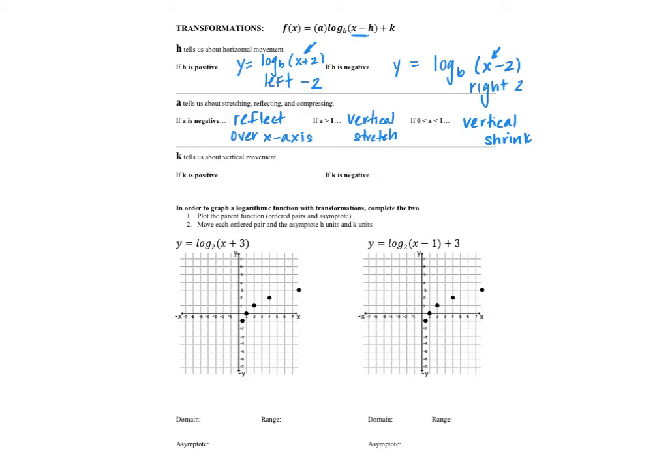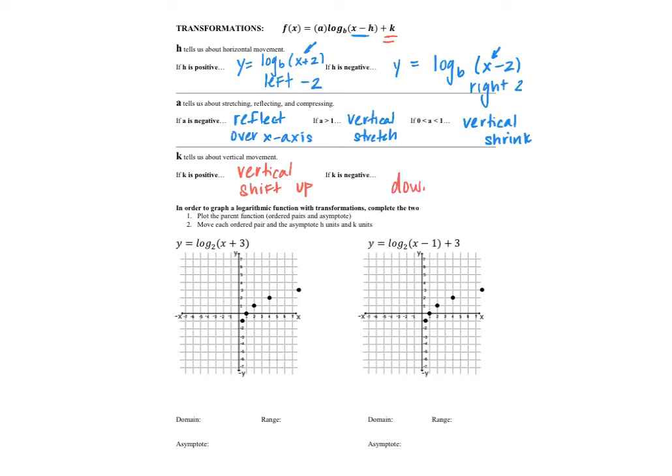The K is talking about the vertical movement. So if you're looking at this K, that's going to move us up and down. If K is positive, that's going to be a vertical shift, and that means you're going to be going up. And if K is negative, again, that's going to be a vertical shift, but in this case, you're going to be moving down.